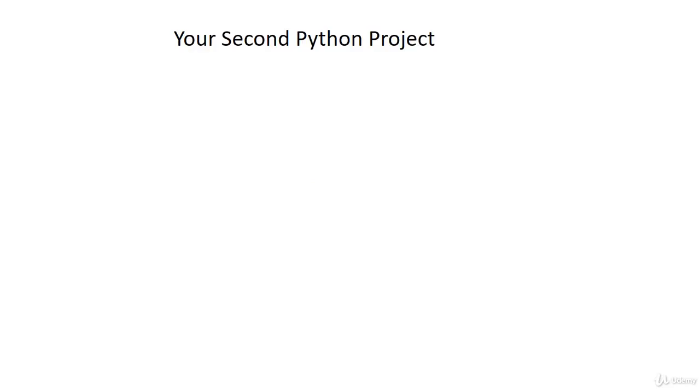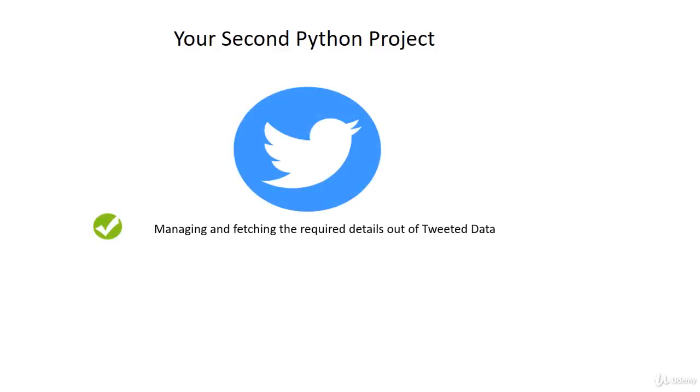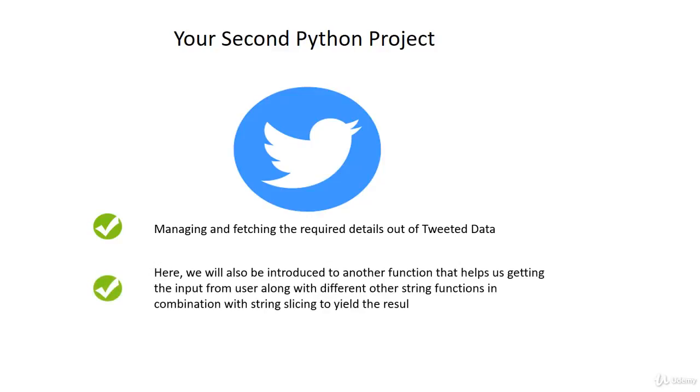Up next, we will get another Python project, which is nothing but managing and fetching the required details out of tweeted data. And in this case, we will be introduced to another function called input, which helps us take the end user input. And following that, we will also encounter different functions to operate on the data and get the necessary information.